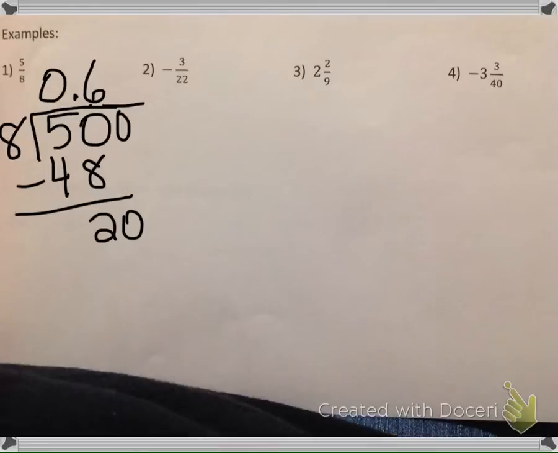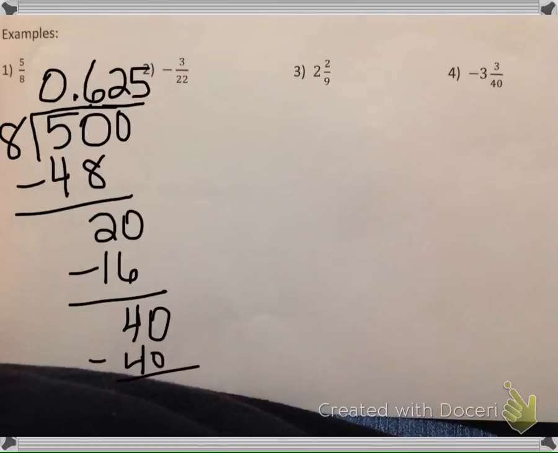Okay, and 20 divided by 8 is 2. 2 times 8 is 16. Subtract there, you get 40, and 40 divided by 8 is 5. And there we go, we're finished right there. So 5/8 written as a decimal is 0.625, or 625 thousandths, if you were to say that properly.